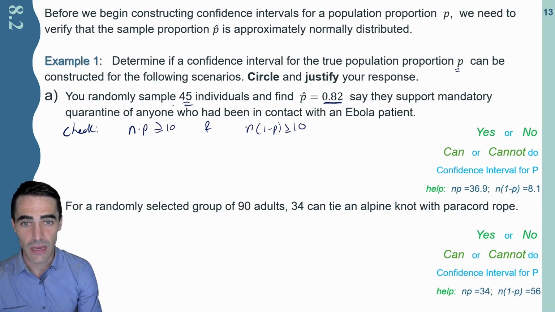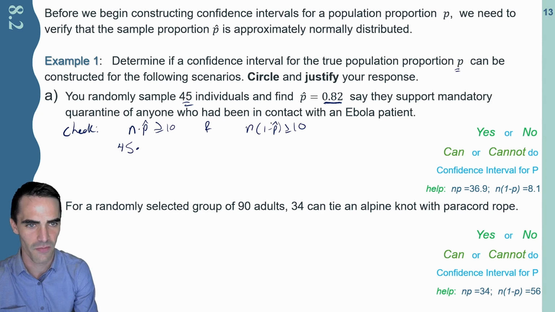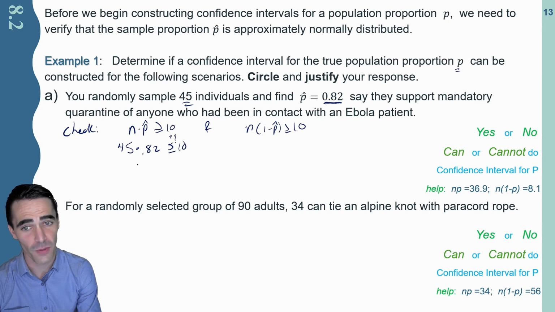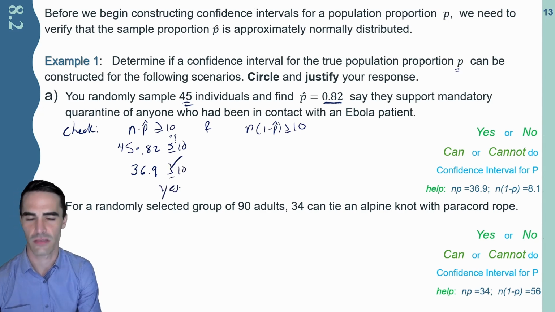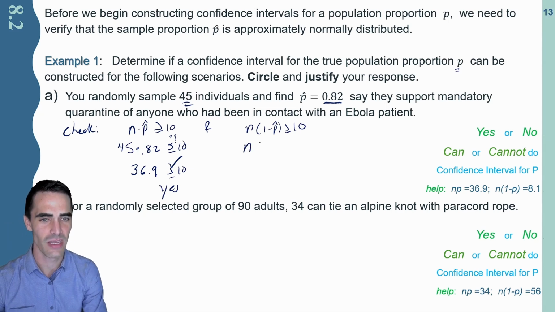For the first one, n is my sample size. I talked to 45 individuals here, which is a decent number. Maybe it's large enough, we'll see. n times my sample proportion, these things should have hats on them, that should be 0.82. I did it beforehand. If you multiply these two together, you should get 36.9. Question, not sure: is it greater than or equal to 10? You betcha it is. Yes. So far, so good.